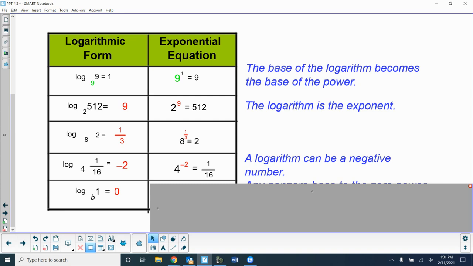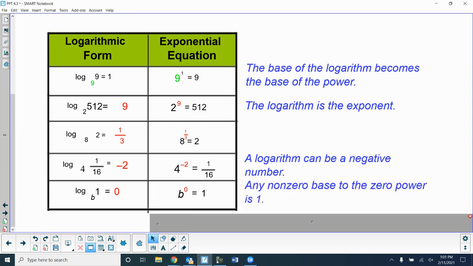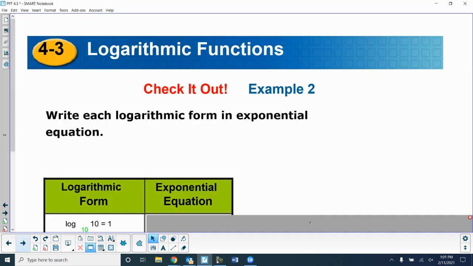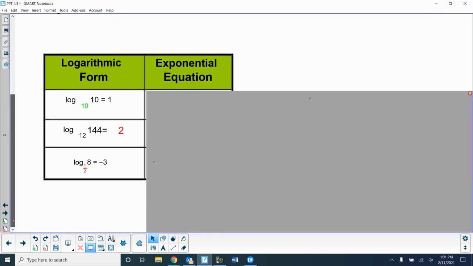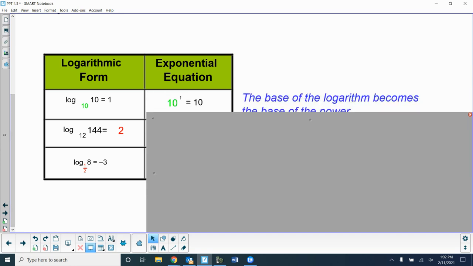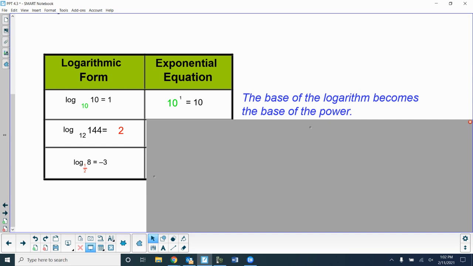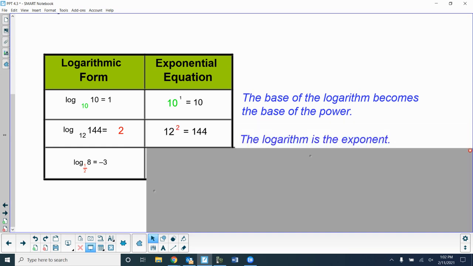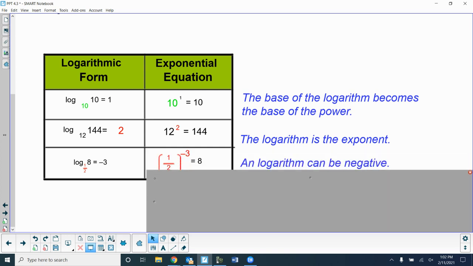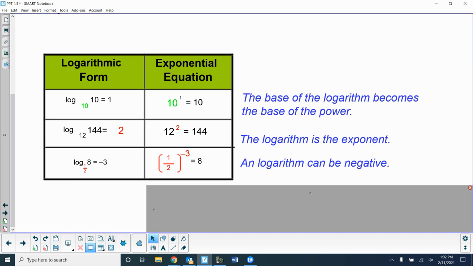B to the power of 0 equals 1. Good. We knew that. Anything to the 0 power is 1, right? Okay, Chase. Good. Zach. 12 to the power of 2 equals 144. Good. Kennedy. Right. 1/2 to the -3rd power is 8. We're getting it, right? Starting to come back? That's pretty hard, actually.